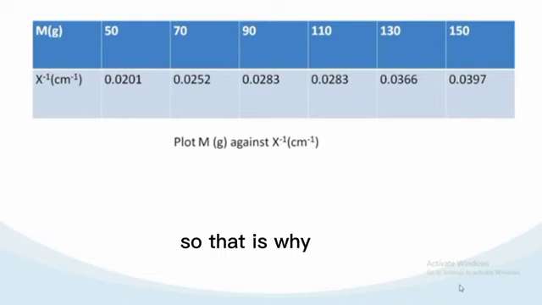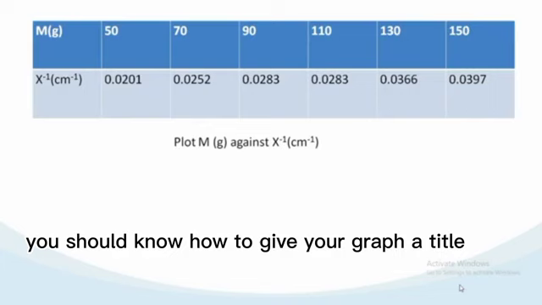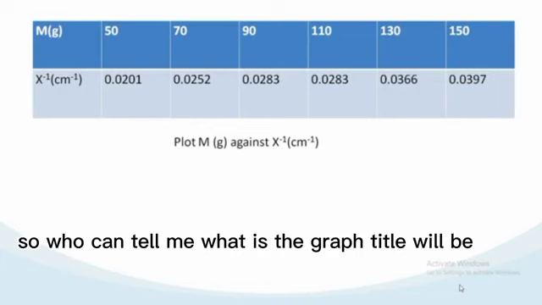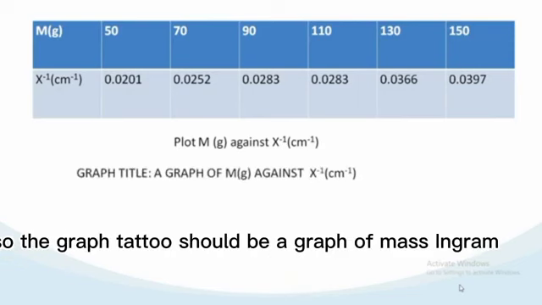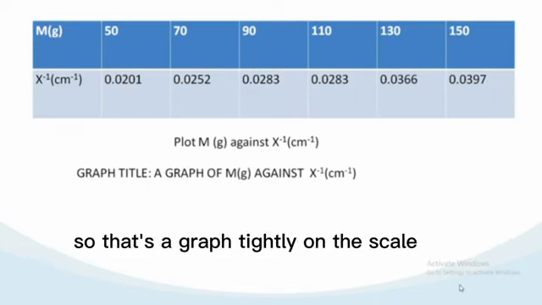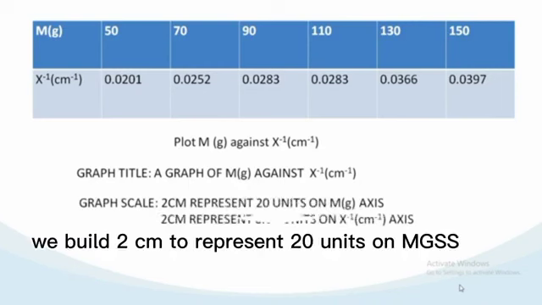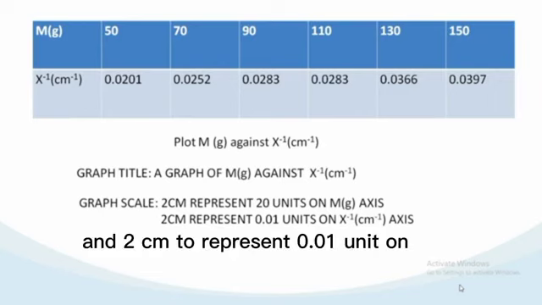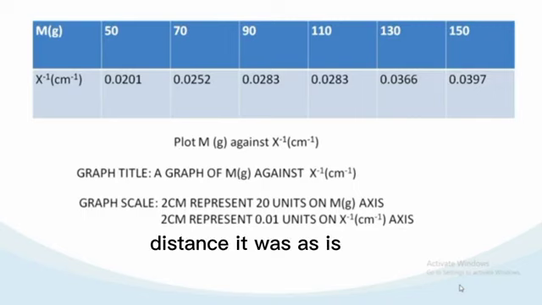You should also know how to give your graph a title. So who can tell me what the graph title will be? The graph title should be a graph of mass in gram against inverse of distance. And the scale will be 2 centimeter to represent 20 units on the mass axis, and 2 centimeter to represent 0.01 unit on the distance inverse axis. That's for this first table.